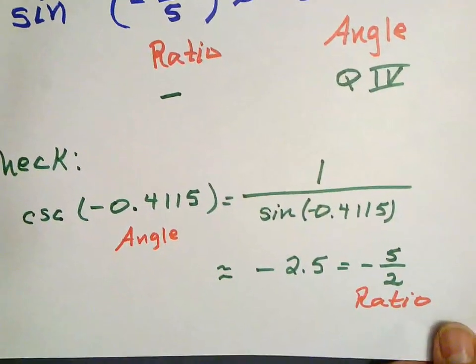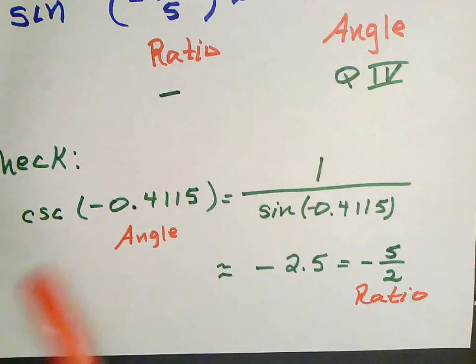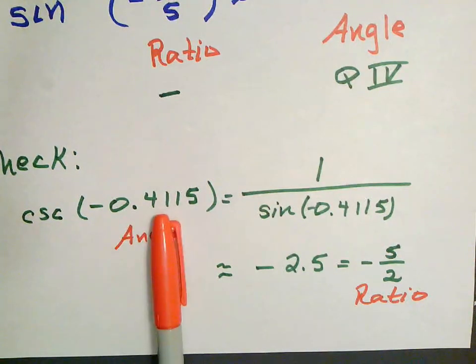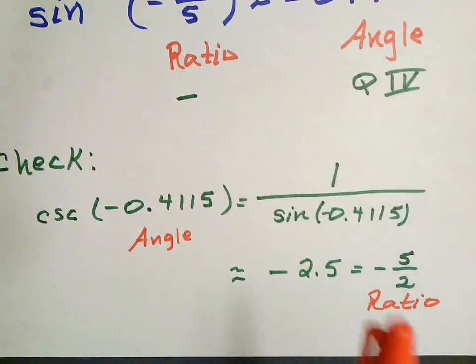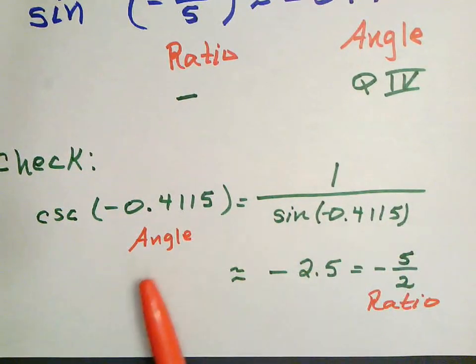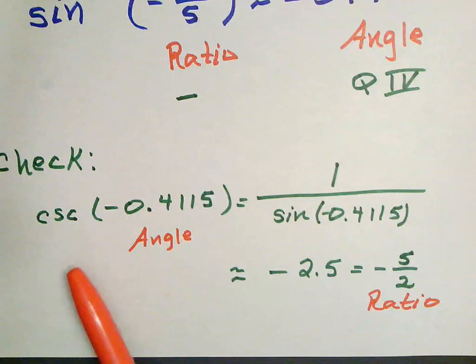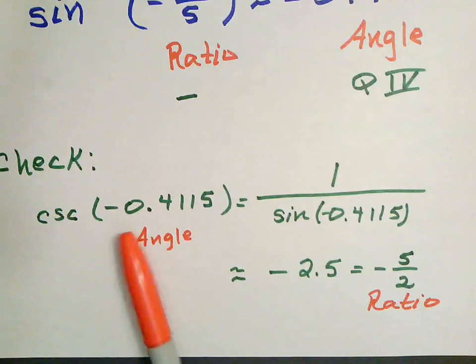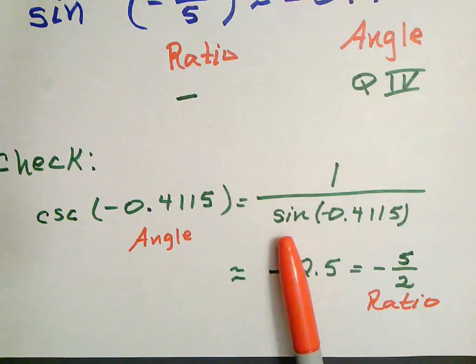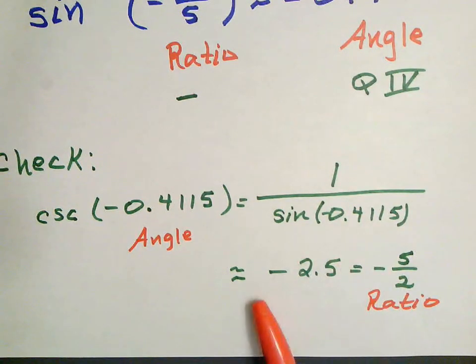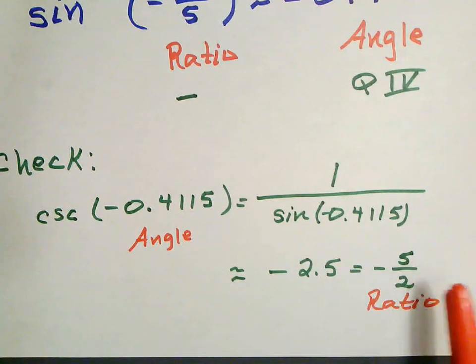And here, we can check this, the cosecant of the angle. Well, again, the cosecant is not on the calculator, so we have to think of reciprocal functions. So what we're going to have here is that cosecant of negative 0.4115 is equal to 1 over the sine of this angle, which is approximately negative 5 over 2.